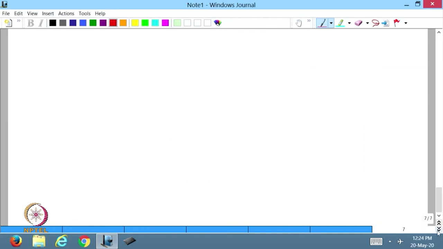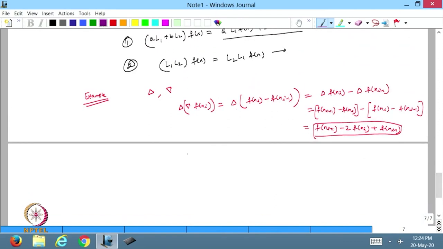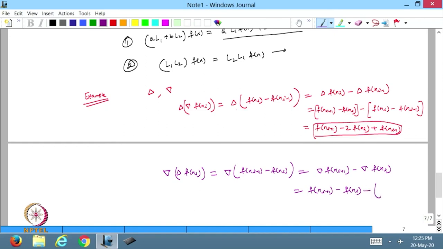Now, if I change the order of the operators and suppose I apply backward and the forward to f(x_i), let us see what will happen. In this case, this is backward and the forward. Forward will be f(x_i plus 1) minus f(x_i). This is the forward operator, and the backward operator I can take inside. So this will be f(x_i plus 1) minus f(x_i). Now I can apply the backward operator for f(x_i plus 1). It means I will get f at x_i plus 1 minus f at x_i. So I am going one step backward. Then for this one it will be f(x_i) minus f(x_i minus 1).